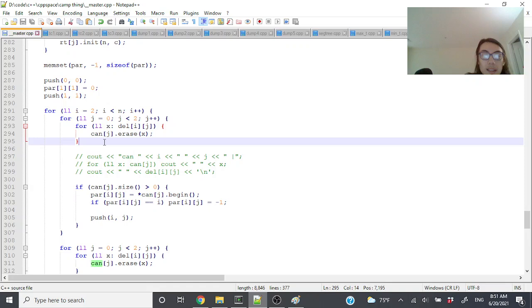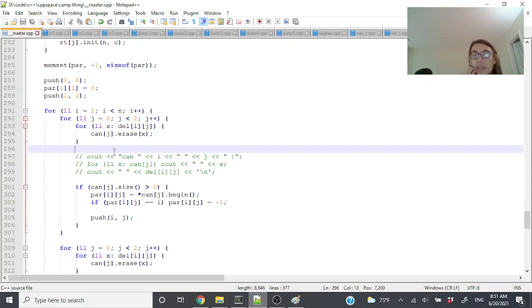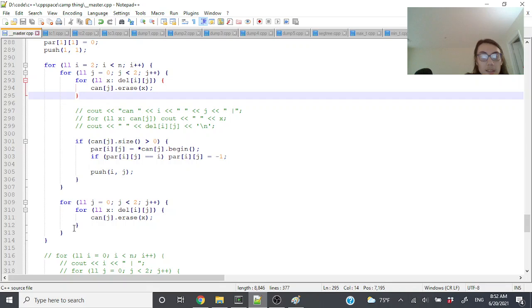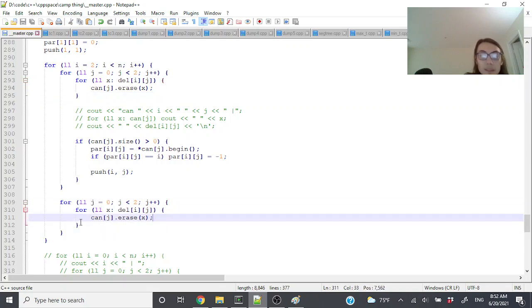So here we have can, which is like candidate. It represents the candidates for each side. And then for each thing that we have to remove, we have to do that. Except it also gets kind of weird with the way I implemented it, so I also have to do it here, but don't worry too much about that. If you also have to do it there, that's fine. Think about what your implementation does.